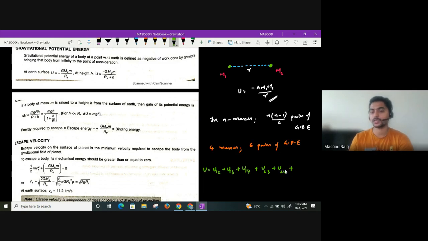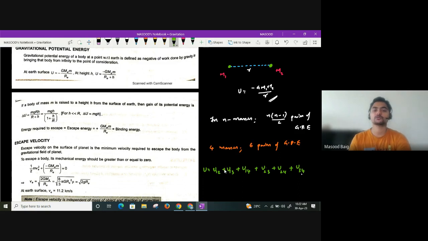Three can form a pair with one, but the effect is already considered. Three can form a pair with two, already considered. Three cannot form a pair with itself. Three can form a pair with four. Four can form a pair with one, already taken. Four can form with two, four can form with three, four cannot form with four. So this will be the total energy associated with the system.